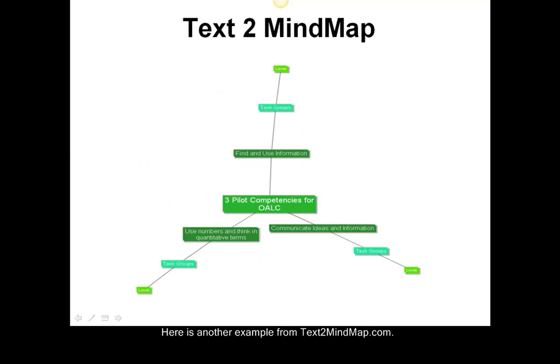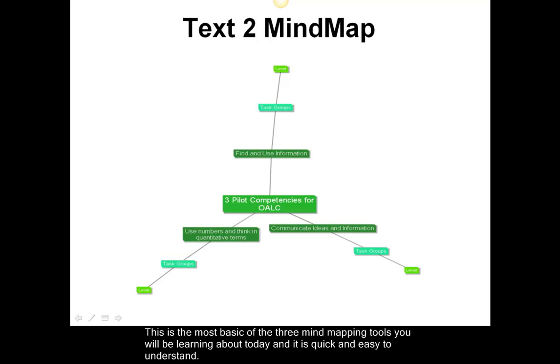Here's another example from texttomindmap.com. This is the most basic of the 3 mind mapping tools you'll be learning about today, and it's quick and easy to understand. We created a mind map featuring the 3 pilot competencies for the Ontario Adult Literacy Curriculum. It's colorful, easy to understand, and gives a new look to plain, boring text. Each of the tools you'll be using has their own quirks. You'll be able to decide which tools work best for you.